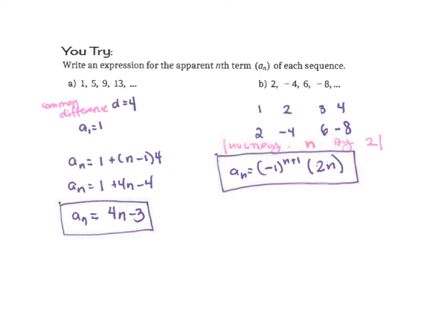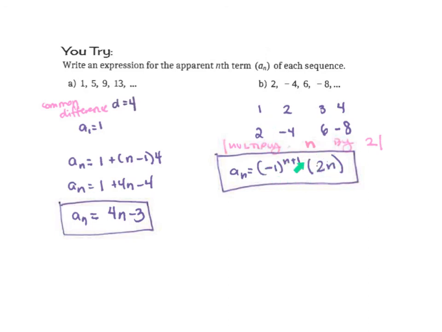For the second example, 2, negative 4, 6, and negative 8, I started with n is 1, 2, 3, and 4, and I get 2, negative 4, 6, and negative 8. I noticed that each one is just multiplying by 2. The absolute value of it is multiplying by 2, and the signs alternate. So if the signs alternate, and I start with the positive, then I know I have a negative 1 to the n plus 1. So that helps me with changing the sign.